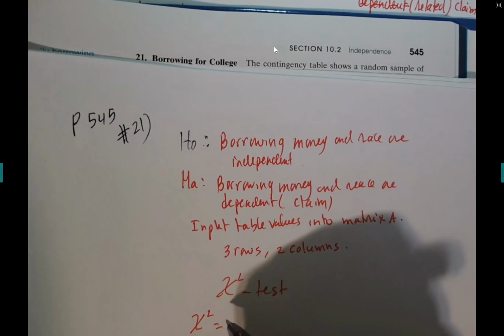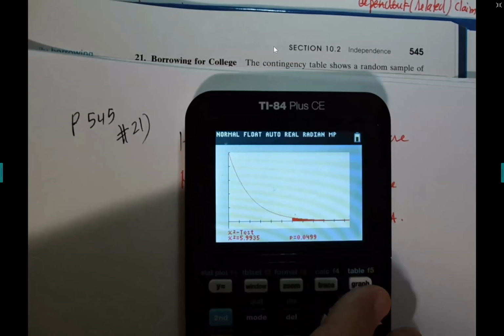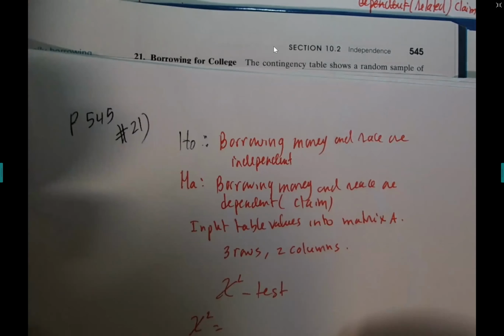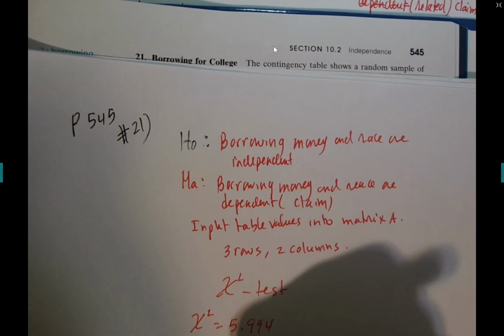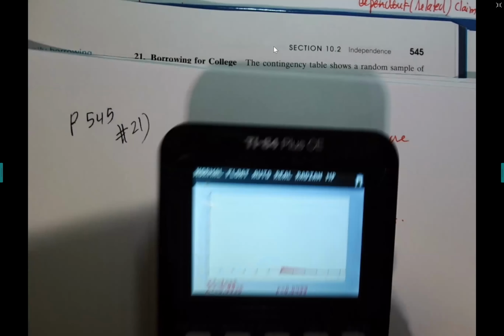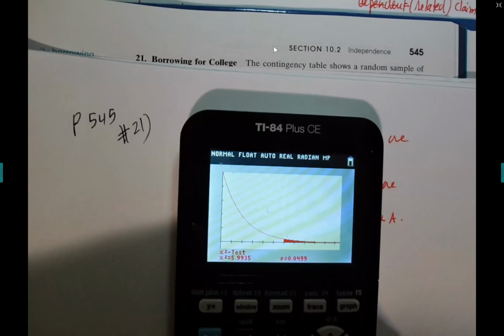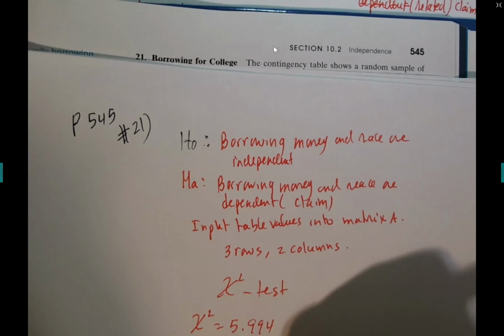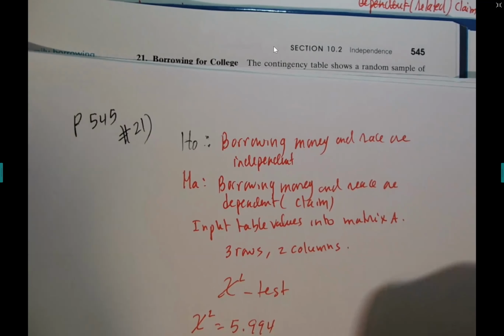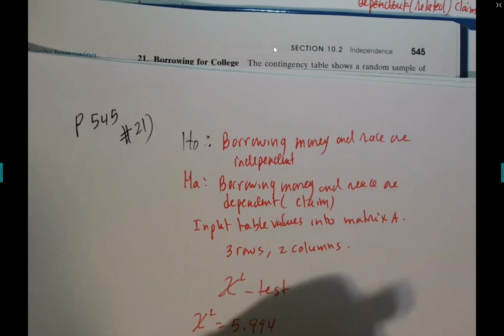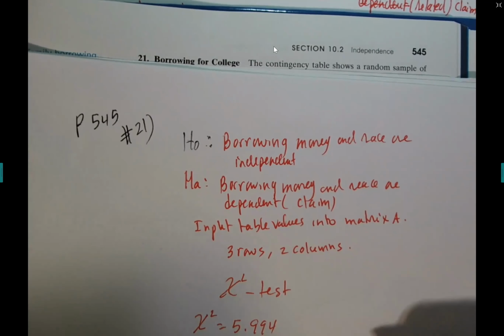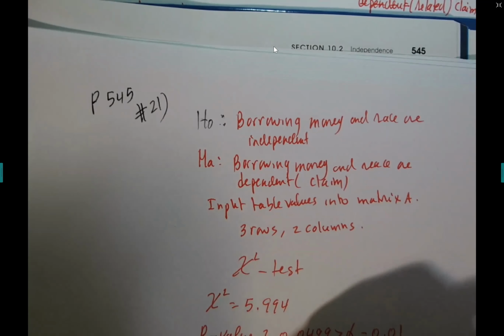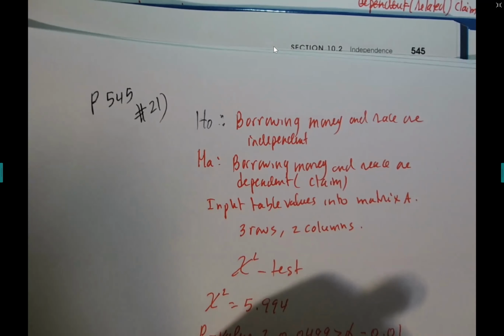So chi-square is, again, guys, let me just show you the values. 5.994. P-value, let me just show it again. 0.0499, which is bigger than alpha. Fail to reject H0. At alpha 5%, we will reject H0, but at 1%, no. There is not enough evidence.